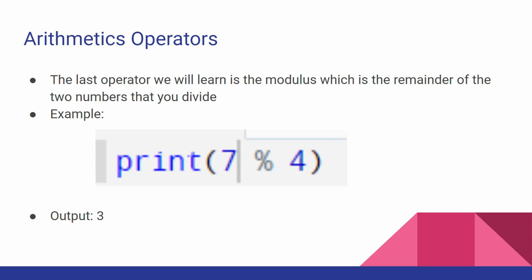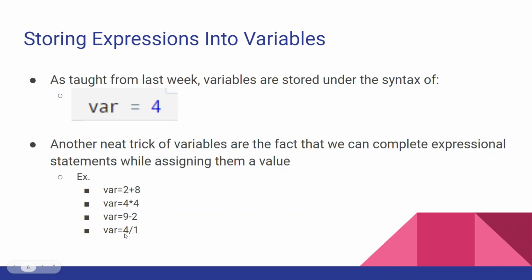The last arithmetic operator, which you probably haven't done in math class, is the modulus. The modulus is when you divide two numbers and the output that you get is the remainder. So let's take an example on the screen. It says 7 % 4. What this means is that the computer will do 7 divided by 4. If you can do the math, you'll get the remainder of 3, and as a result, we get the output 3.